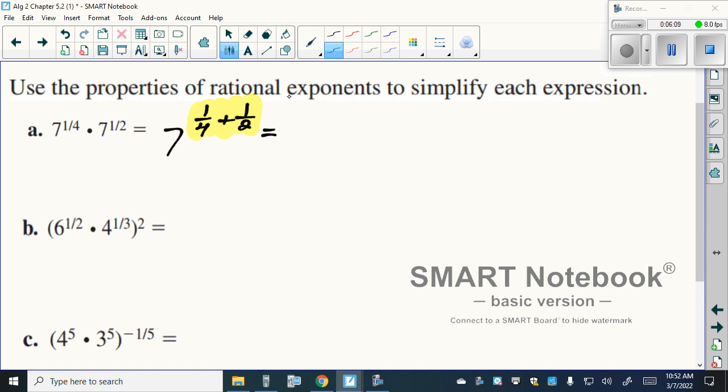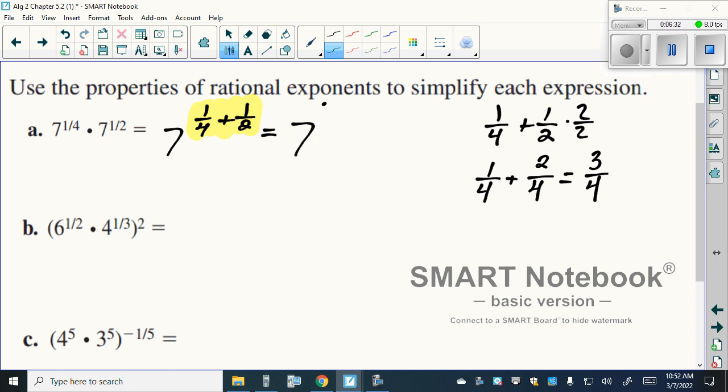We can do this by hand or in the calculator, because either one will work. When we add 1/4 plus 1/2, we need the denominators to be the same. So we would multiply the 1/2 by 2 over 2, which would give us 2/4. And 1/4 plus 2/4 is 3/4. So that means we would have 7 to the 3/4.